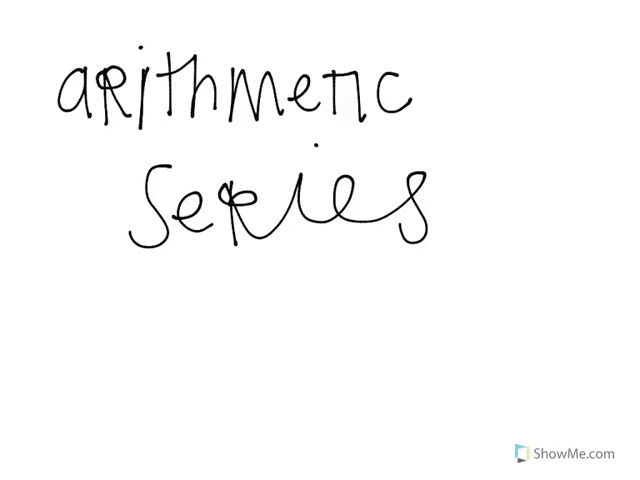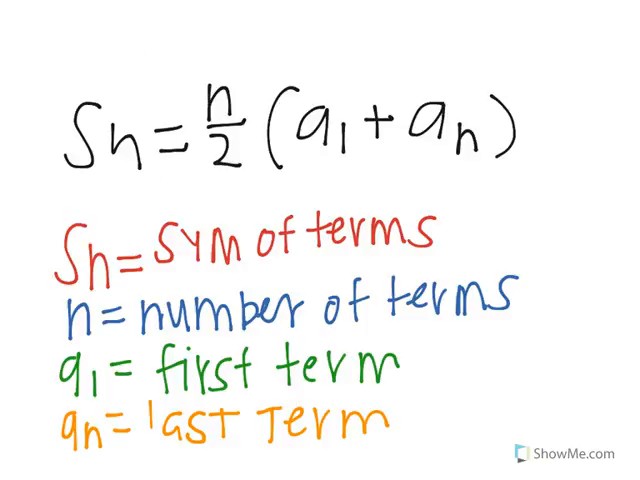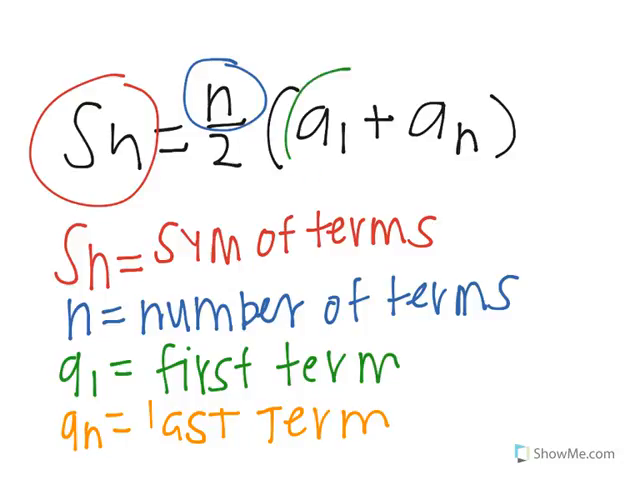Okay, now first we're going to learn about arithmetic series. The equation for that is Sn, which is the sum of terms, equals n over 2, where n equals the number of terms, in parentheses, times parentheses, the first term plus the last term. And we're going to use that to find different values.